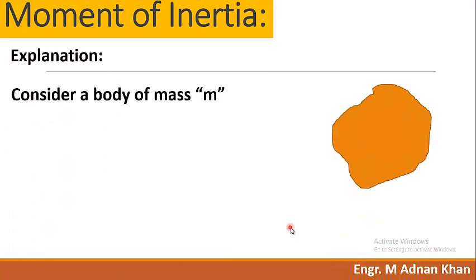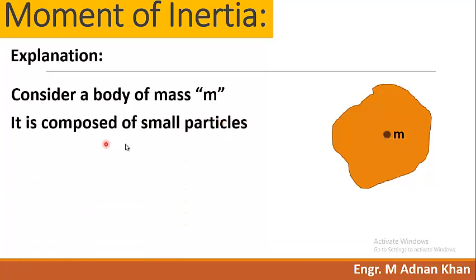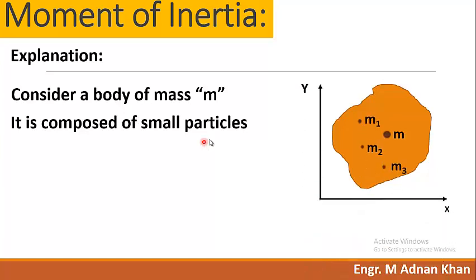Going to the explanation, consider a body of mass m. Consider a random body or rough body whose mass is m, and it is composed of small particles, m1, m2 and m3, and the reference axis we have taken here is x. The horizontal axis is called the x-axis and the vertical axis is called the y-axis, and the distance of each particle from these axes is given as k1, k2 and k3.